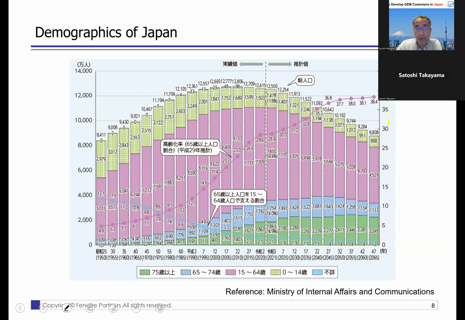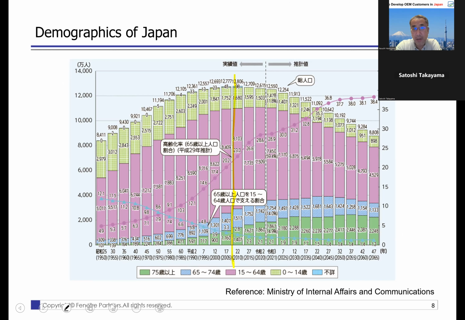And this chart shows the population of Japan. I think in 2008, our population started to decline. And now we are losing 500,000 people every year. So it's a rapidly decreasing population.